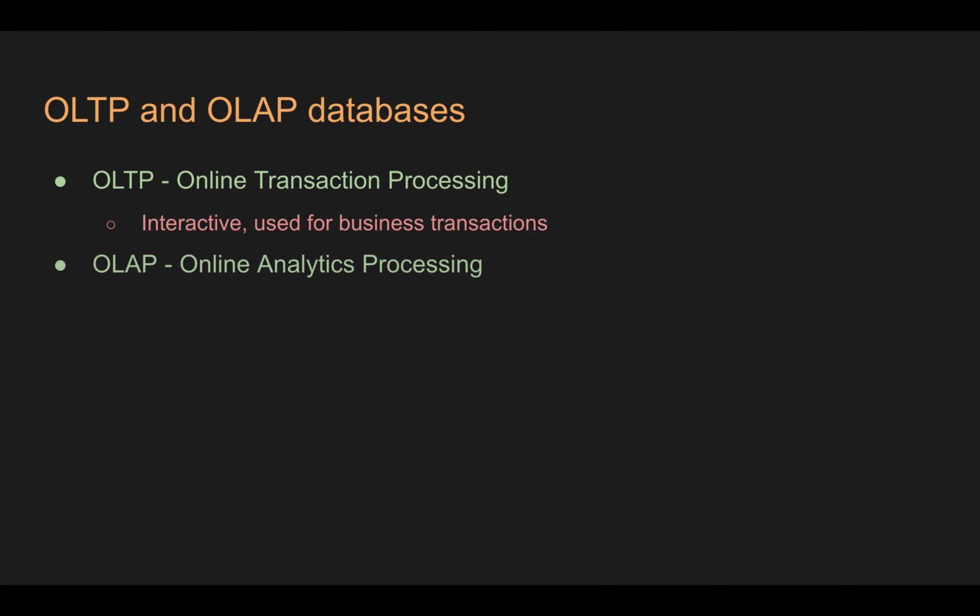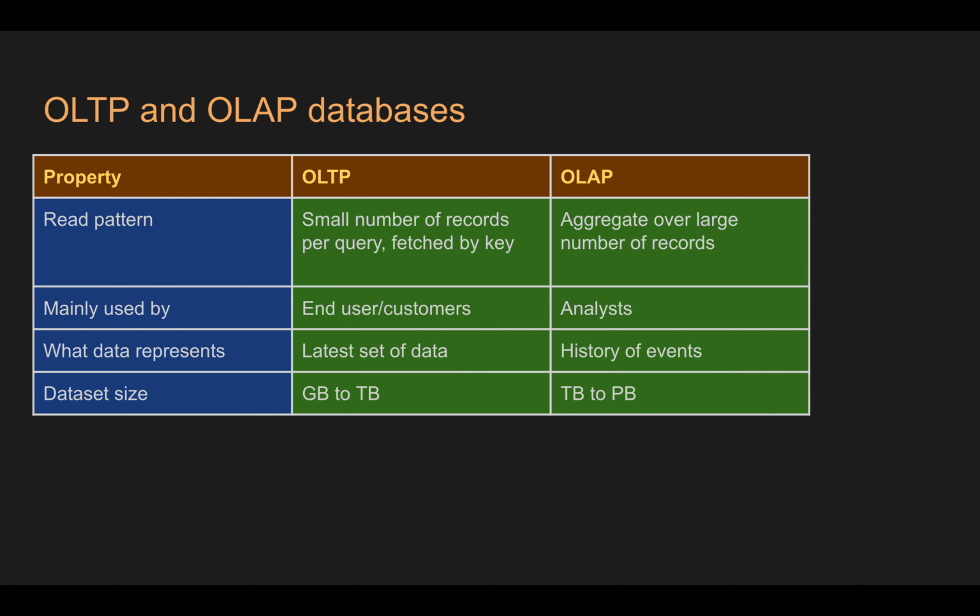On the other hand, OLAP databases are designed for data analytics, complex analytical and reporting tasks. They allow users to perform aggregations and multi-dimensional analysis on large data sets. These are the main differences between OLTP and OLAP databases. In case of OLTP, a smaller number of records are fetched per query. In case of OLAP, a query usually aggregates over a large number of records in the database.